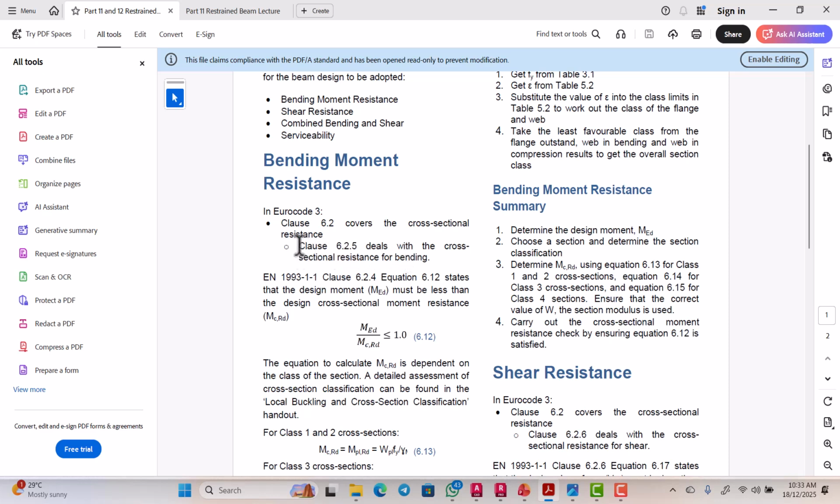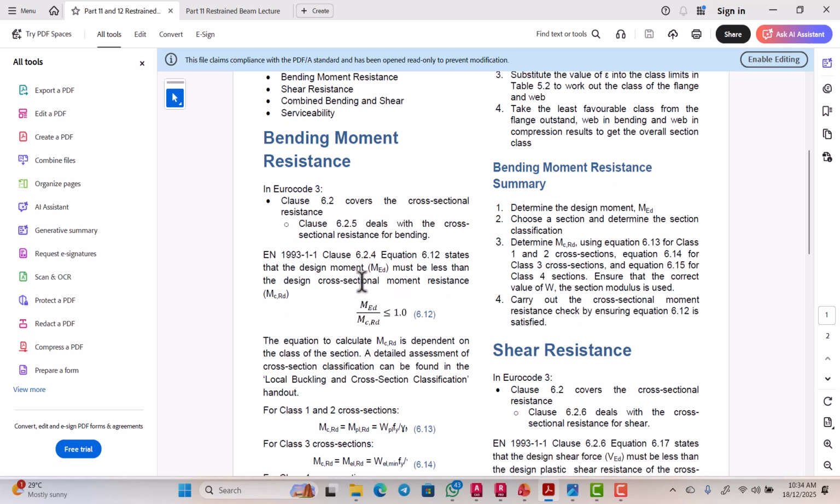Let me say, clause 6.2 covers the cross-sectional resistance, but specifically, the clause that deals with the cross-sectional resistance for bending is clause 6.2.5. So when you go to Eurocode 3 and go to this clause, the material is there, so you will have access to it.